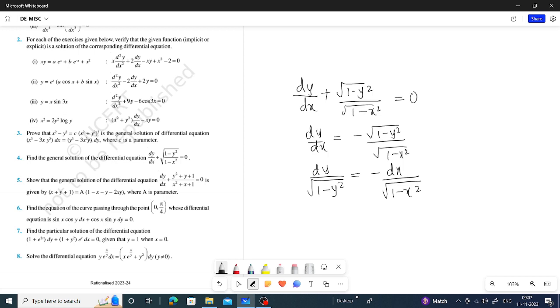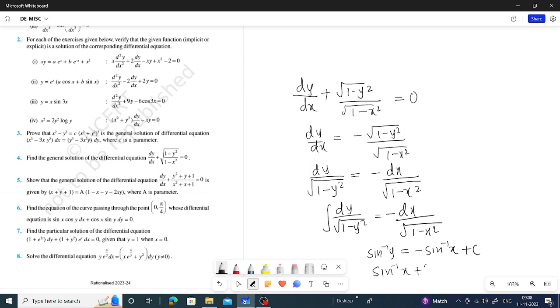Now how do we solve this? Integrate on both sides. The variable separable form, dy by root 1 minus y square equal to minus dx by root 1 minus x square. What is the integral of this one? It is in the standard form: sine inverse y equal to minus sine inverse x plus c. So the general solution is sine inverse x plus sine inverse y equal to c. This is the solution.